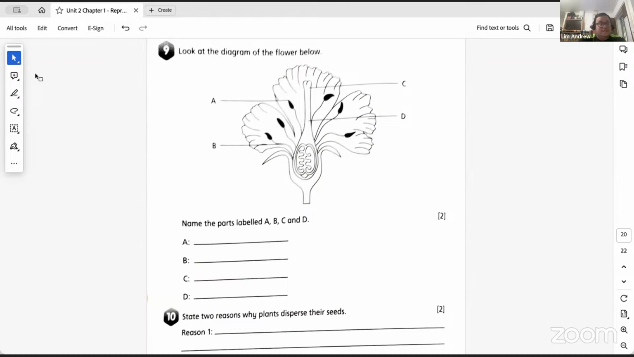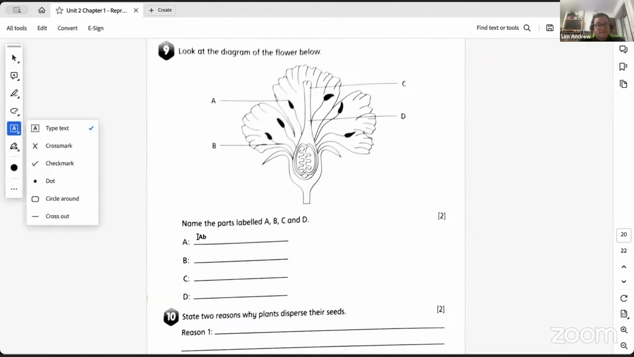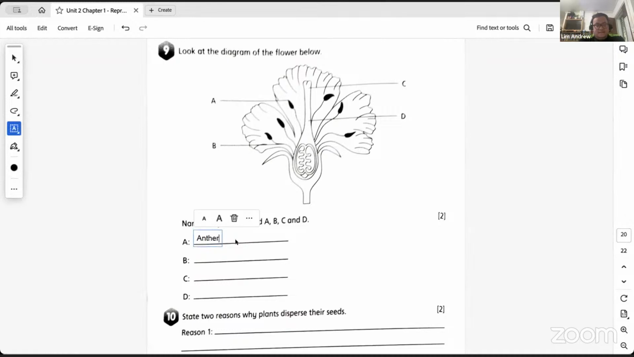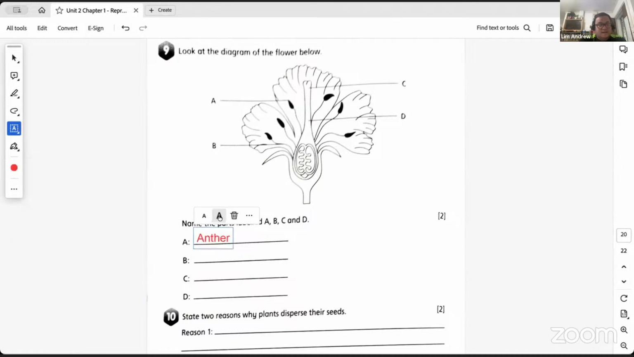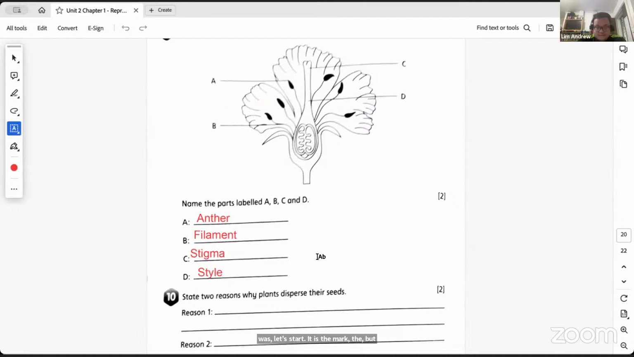So for this case, let me just try to write out the answers first. A is actually anther. Let me just change to another color first in order to make it clearer. All right, so A is anther. B is the part that basically supports the anther, which is the filament. Followed by C, which is actually the stigma, where the pollen grain gets stuck. D is the style, where it holds the stigma.